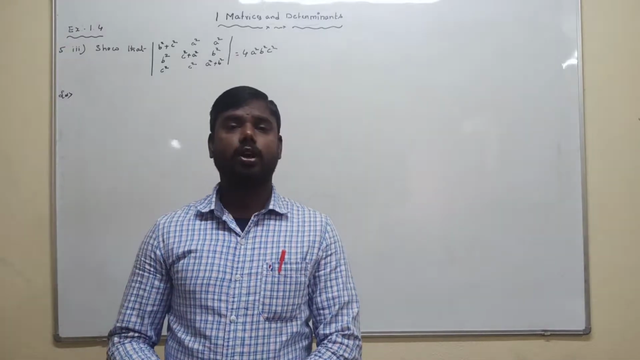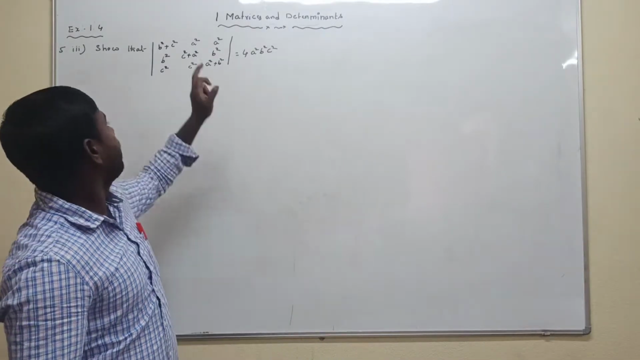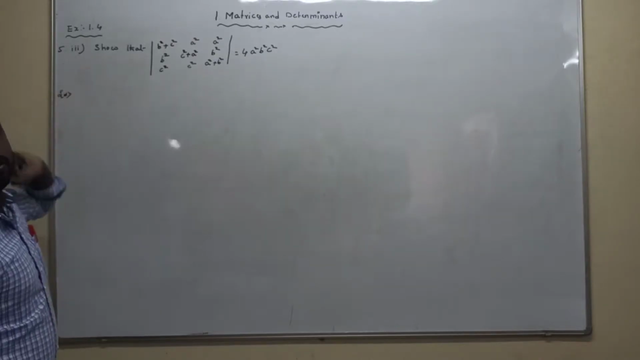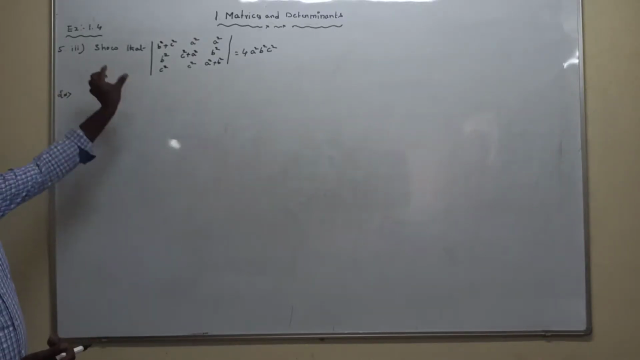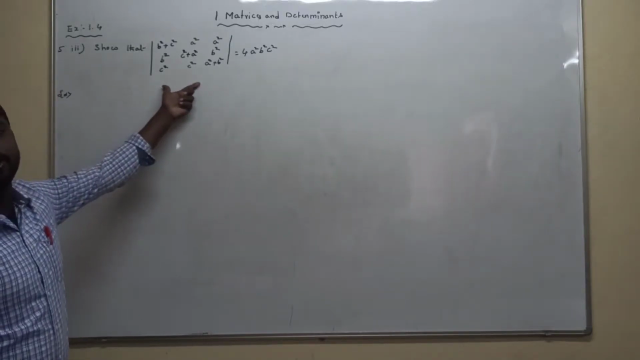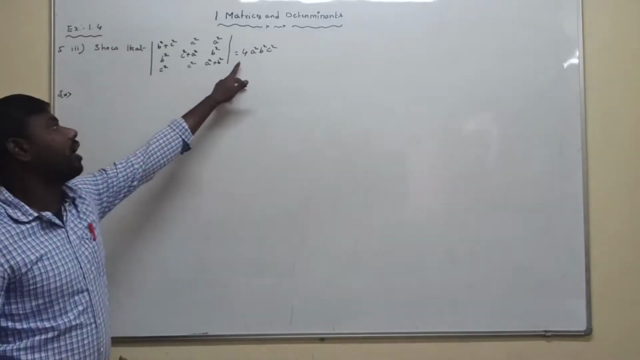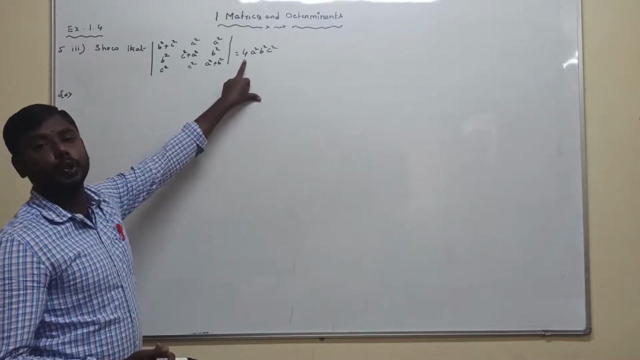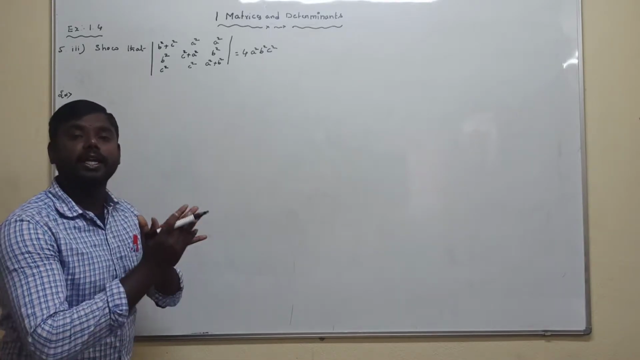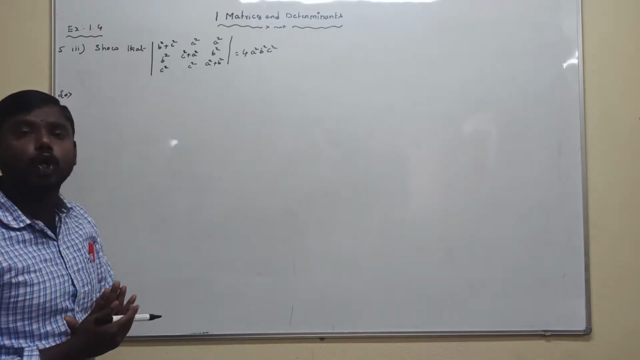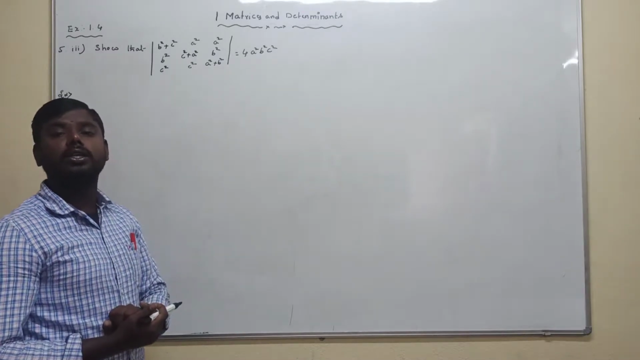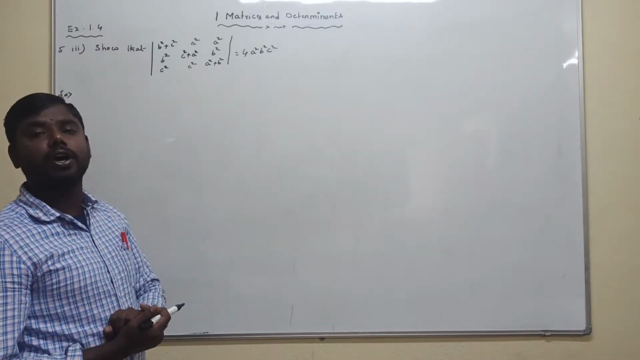Today we are discussing exercise 1.4, question number 5, the third question. Show that the left hand side determinant is equal to the RHS value, which is 4 a square b square c square.